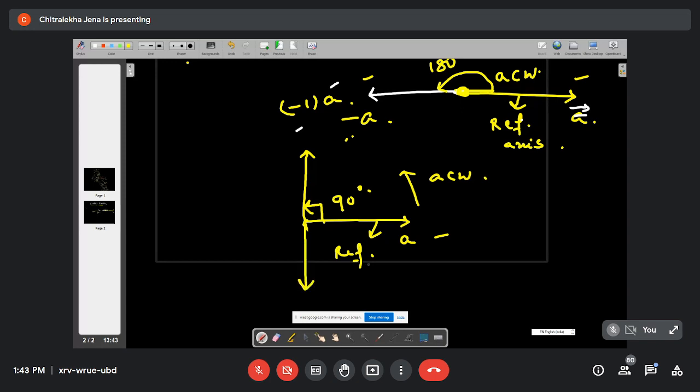Anybody wants to rectify? Ma'am, the upper plus and the lower minus will become minus 1 by 2. No. Minus 3a/2. No.